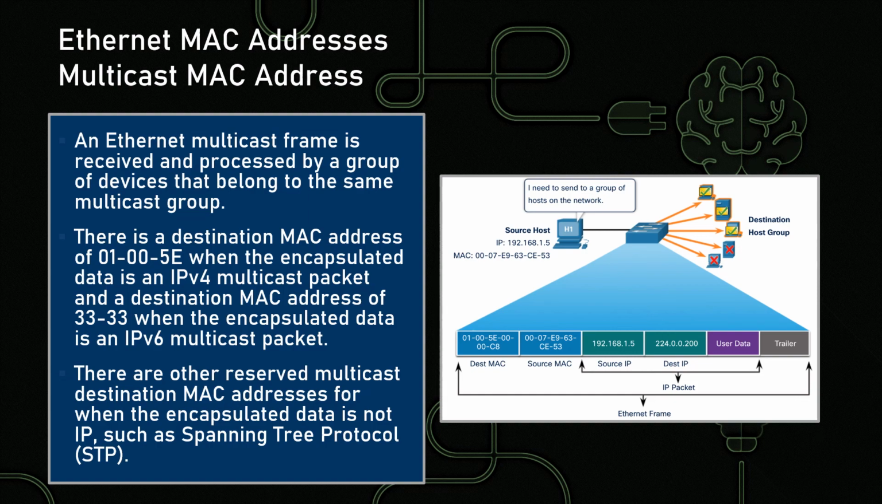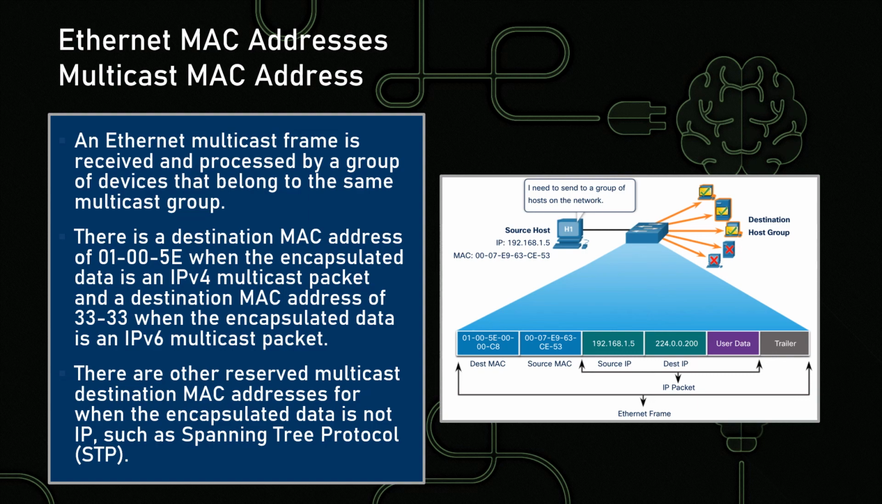Whenever the encapsulated data is an IPv4 multicast packet. And if it's IPv6, it'll be 3333. So it just depends on whether or not we're dealing with version 4 or version 6 again. Now there are other reserved multicast destination MACs when the encapsulated data is not IP. So if we're using something like Spanning Tree Protocol or STP, those multicast addresses will be slightly different.